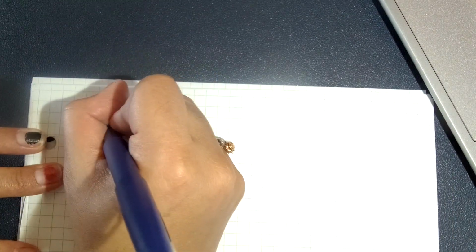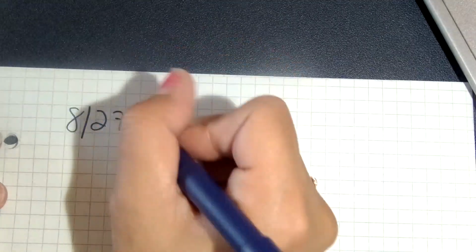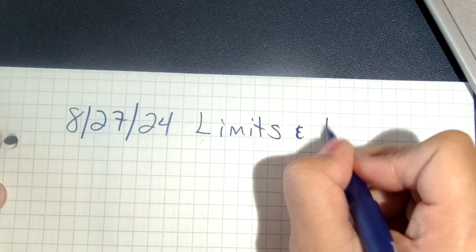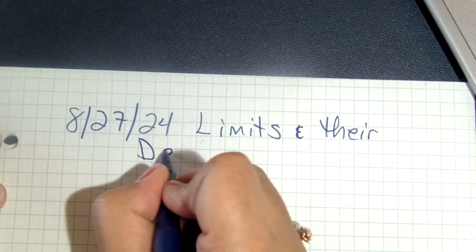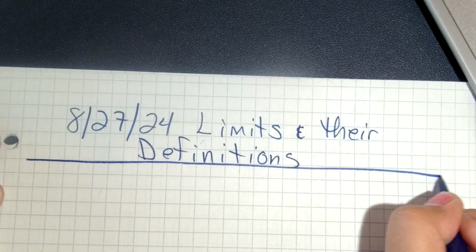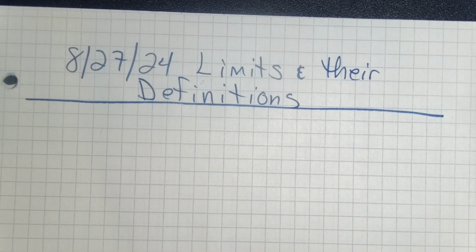So today is the 27th, and please let me know if you can't see so I can zoom in. Today's the 27th. We're going to be talking about limits and their definitions. Limits and their definitions. Stop me if I'm going too fast, raise your hand, tell Ms. Ravello, okay? If you can't see, because my head's gonna be down most of the time writing these notes and I can't see you, okay?